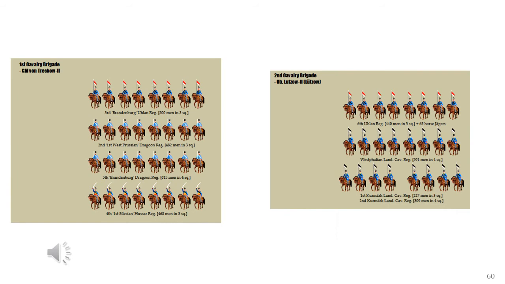This is a drill down of the 1st Corps cavalry, which consisted of the 1st and 2nd Cavalry Brigade. The 1st Brigade consisted of 4 cavalry regiments, all of which were line regiments. The 2nd was mainly made up of Landwehr cavalry.